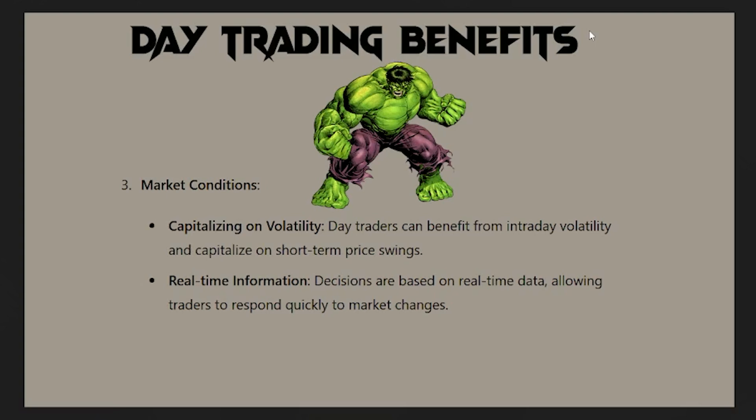All right. Point number 3 here is market conditions. Capitalizing on volatility, day traders can benefit from intraday volatility and capitalize on short-term price swings. A lot of you guys know, if you've been following me for a while, something I always speak about: when the market opens at 9:30, between 9:30 and 10, even if it was up in pre-market, there might be a pullback, right? You can capitalize on that pullback. So you could play puts on the way down. And then when 10 o'clock comes, or 10:30, when it really starts to settle in, you'll probably see the direction that it's going to go in for the rest of the day.